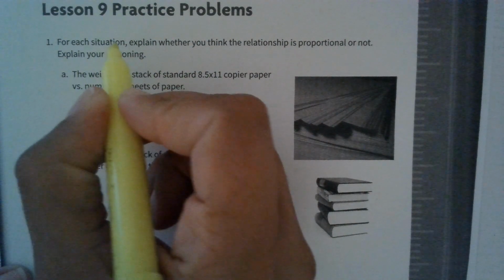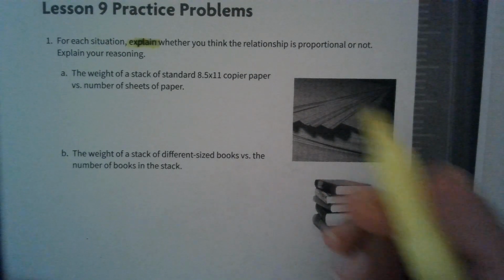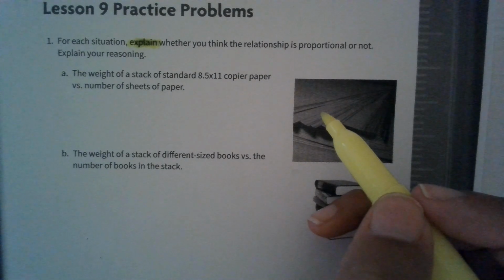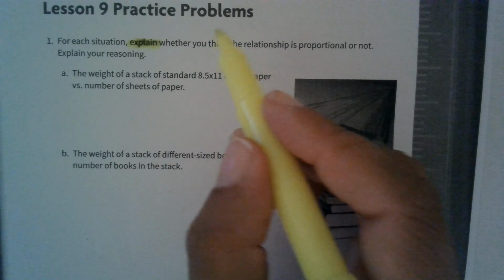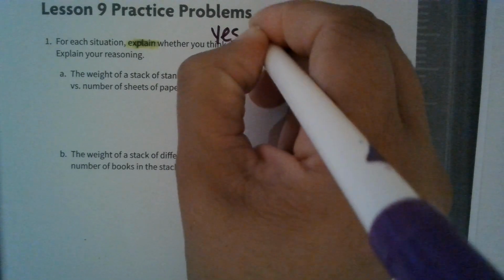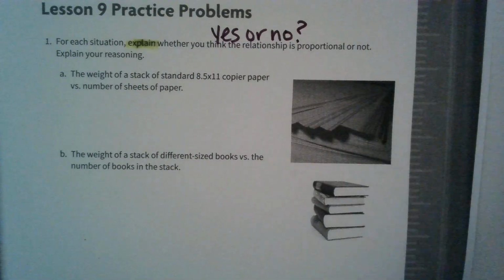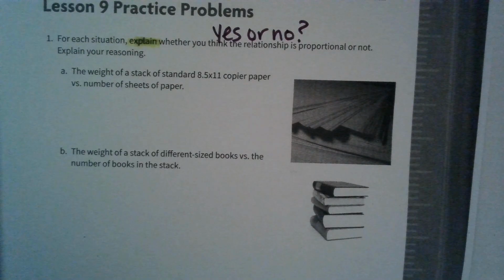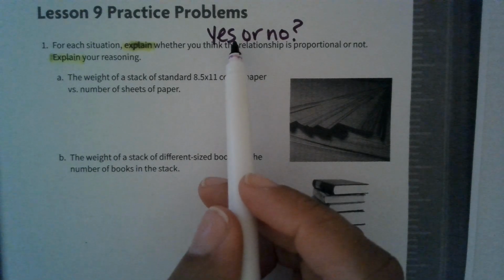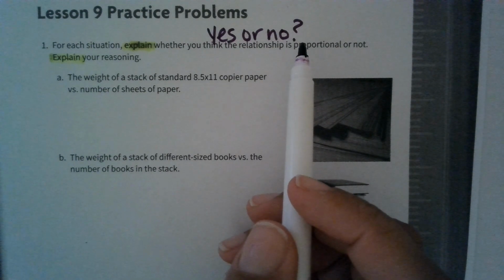For each situation, explain whether you think there is a proportion or not. So this part is literally asking, is it yes or is it no? Right? It's a yes or no part. Once you answer that part, now it tells you you need to explain your reasoning. You need to tell me why you say yes or why you say no.